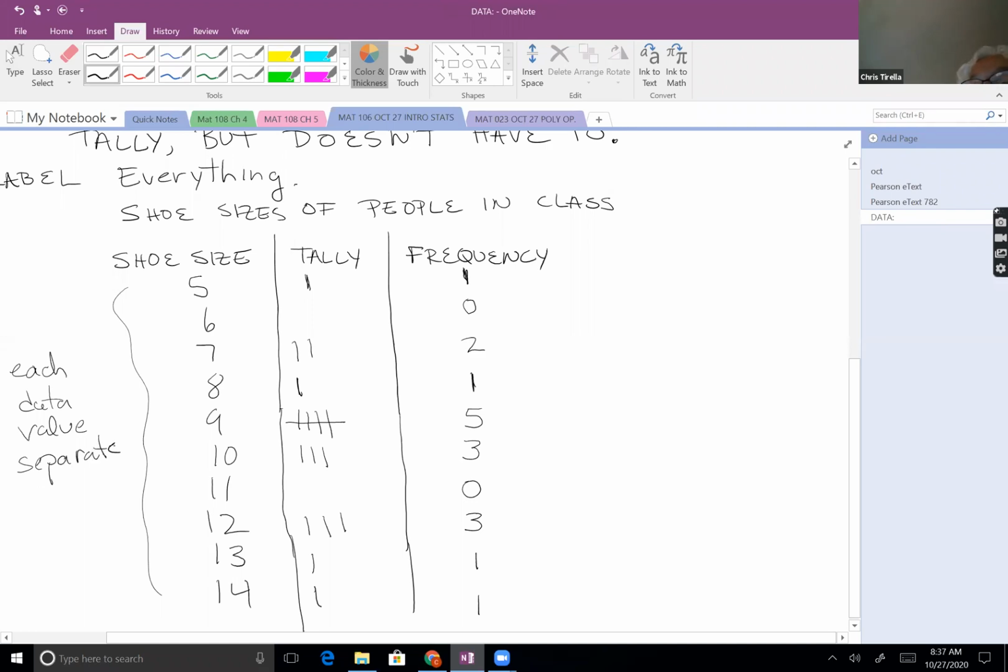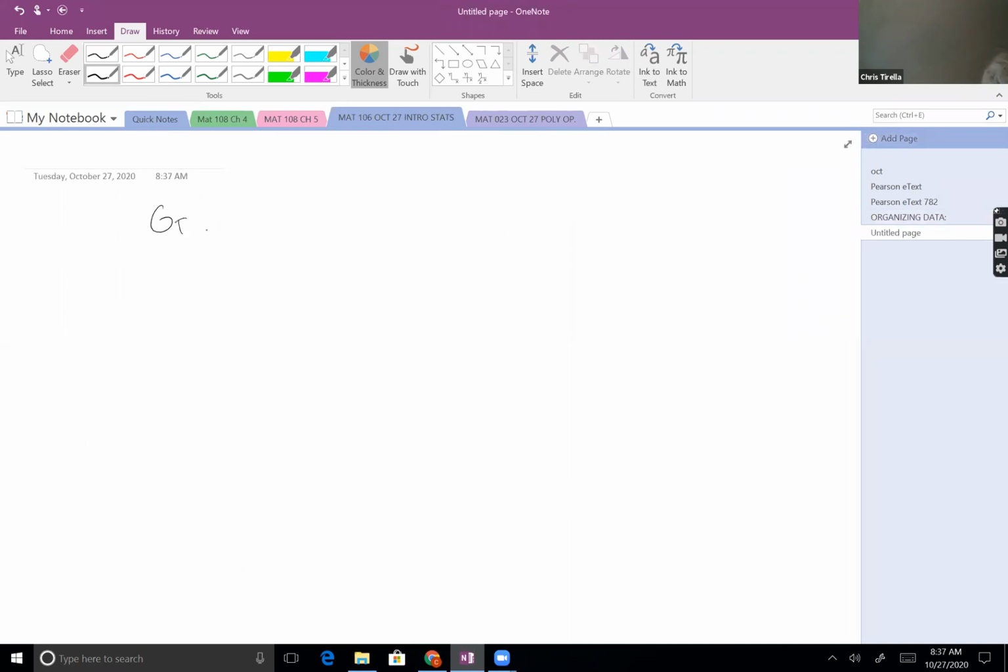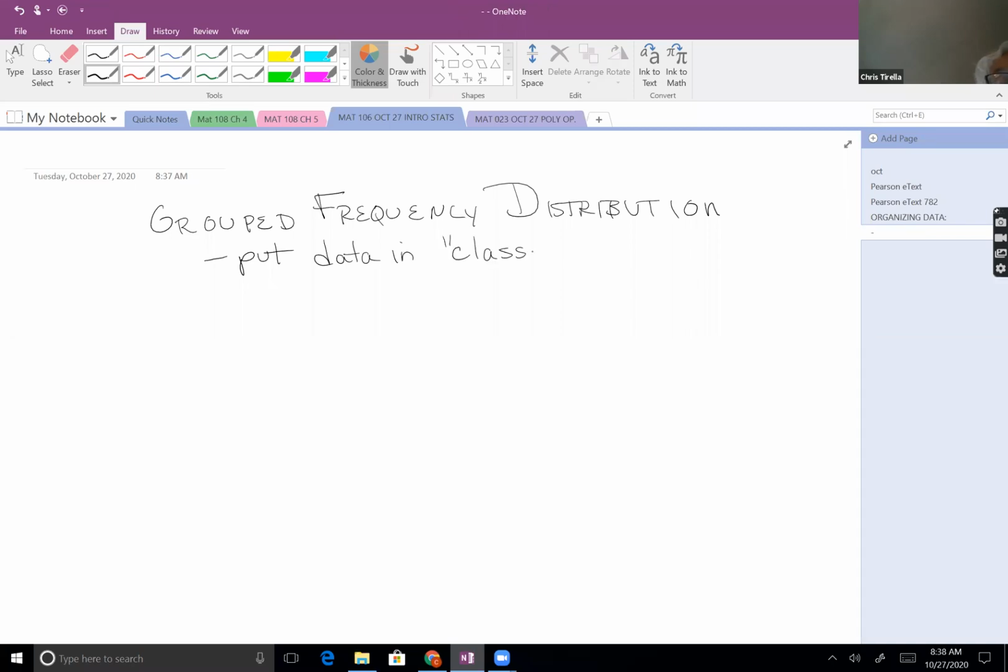There's another type of frequency distribution that we look at, and that's called a grouped frequency distribution. What is the one that we just did with the charts called? It's just a frequency distribution. Okay. And this is a special type of frequency distribution where it's grouped, where we put the data in classes that are usually equal in width.